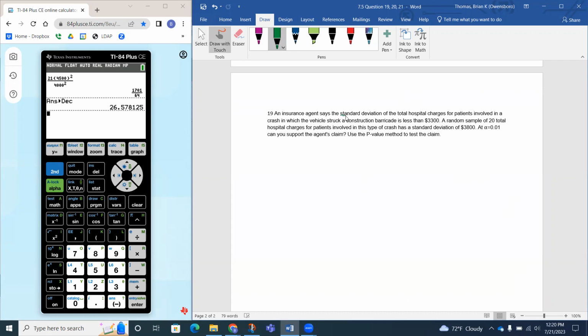that the standard deviation of the total hospital charges for patients involved in a crash is less than $3,300. That's our claim. Since that's a less than, when I look at my null hypothesis and my alternative hypothesis, since this is an inequality, the standard deviation is less than 3,300, that's going to go down for my alternative hypothesis. And the equality always goes for the null hypothesis. So the standard deviation is greater than or equal to $3,300 is going to be the null. So remember, the claim is down here, though. This is what they're saying.